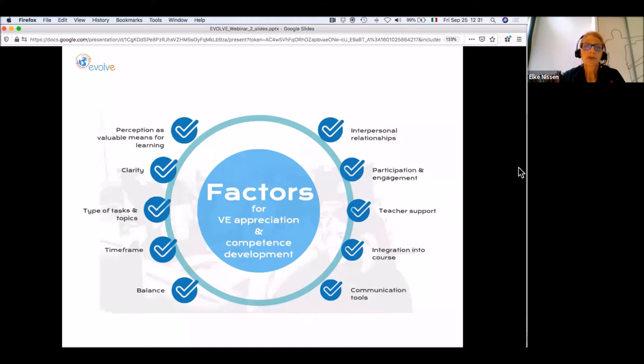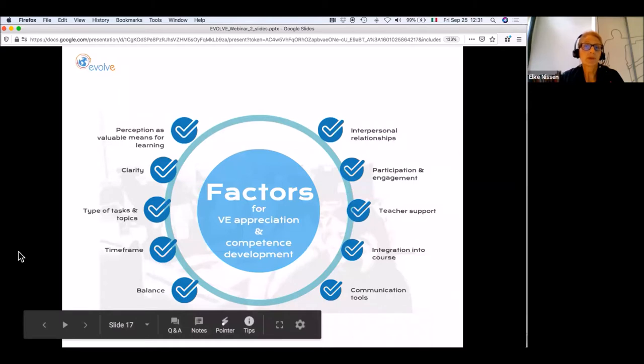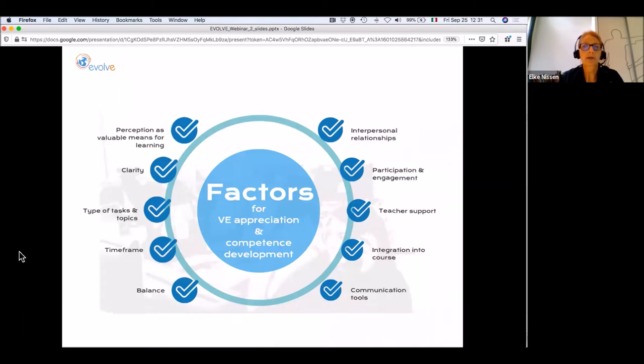The development of interpersonal relationships between VE partners so that others are considered as people who matter, as Belz puts it. Own and partners' participation and engagement. Adequate teacher support. The purposeful integration of VE within the course. And last but not least, appropriate and well-functioning communication tools. It was found that the integration of video conferencing sessions appeared to be crucial to relationship building, to capturing the partners' communicative intentions with the help of audiovisual clues, and to allowing for more fluid communication. But the combination of video conferencing and text-based communication tools appeared as being ideal. Next, please.